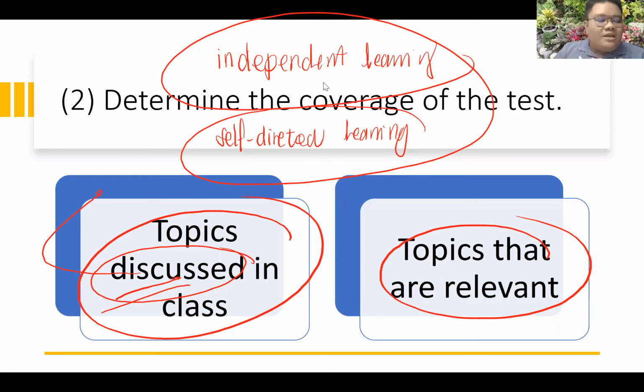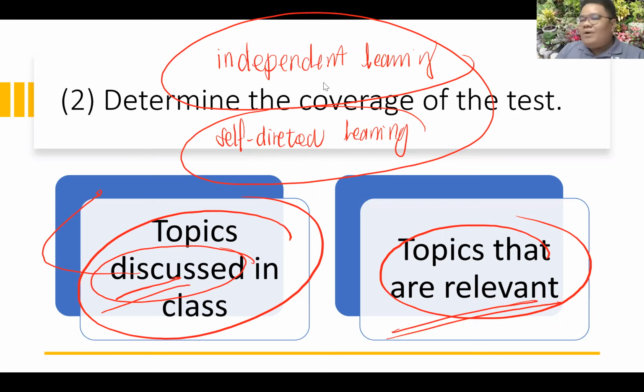Pero halimbawa, if you're dealing with high school students, I can tell you, okay, for next meeting, you need to be able to differentiate a plant cell and an animal cell. Okay? So you can bring drawings. You can also bring notes that can differentiate plant cell and animal cell. Pagka next meeting, tatanungin ko sila, that is considered to be topic discussed. And then the topics that are relevant.